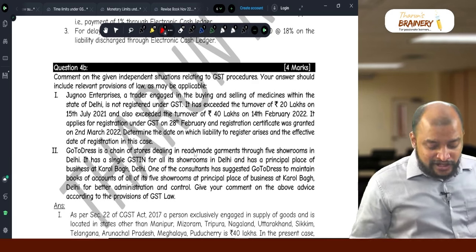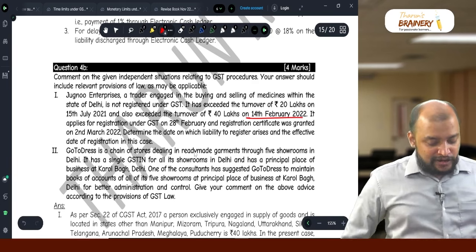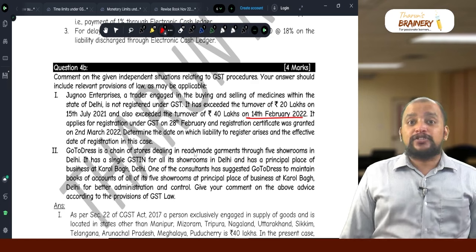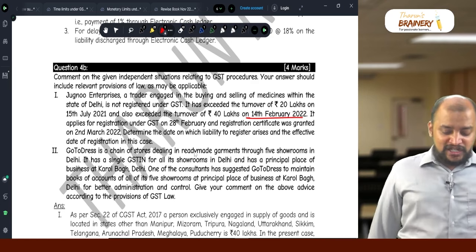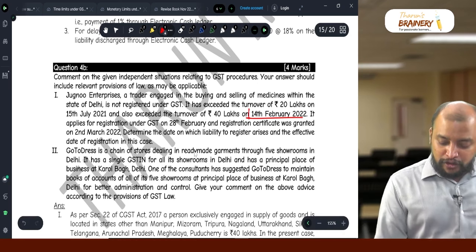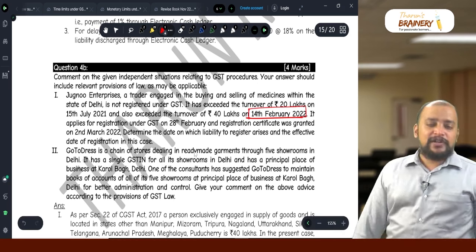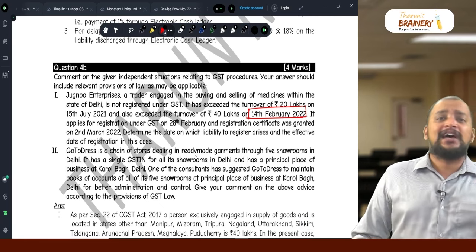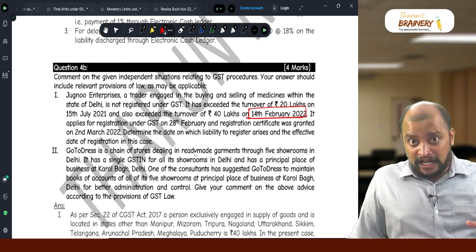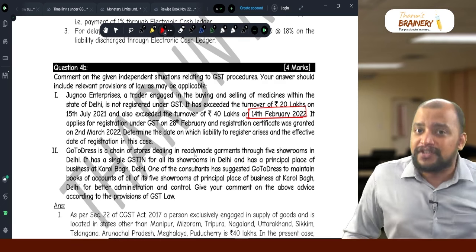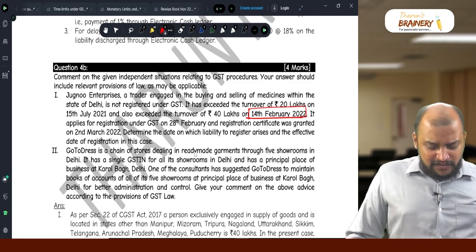So when are they crossing 40 lakhs? On 14 February they are crossing 40 lakhs. It applies for registration on 28 February, so within 30 days, and the registration certificate was granted. What is the date on which they are liable to register? 14 February. And what is the effective date of registration? If the application is made for registration within 30 days from the date when they are liable to get registered as per section 25, the date on which they are liable to get registered is the effective date of registration. So here the effective date of registration is what?